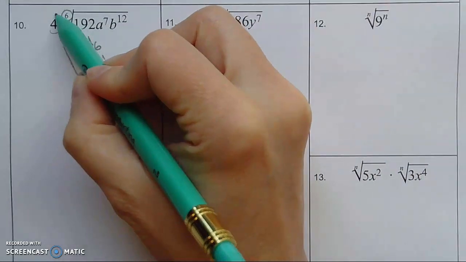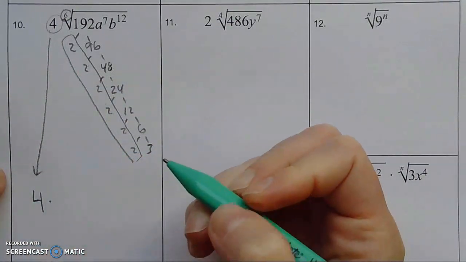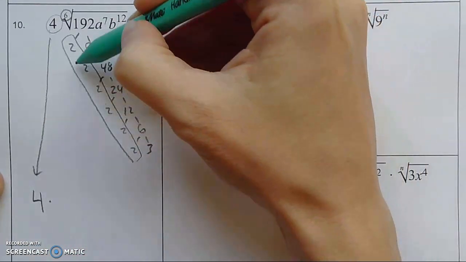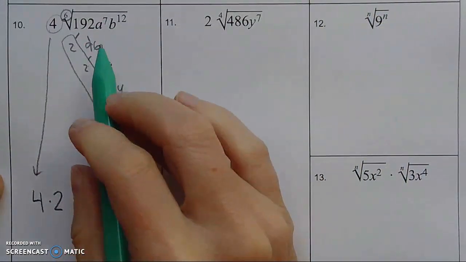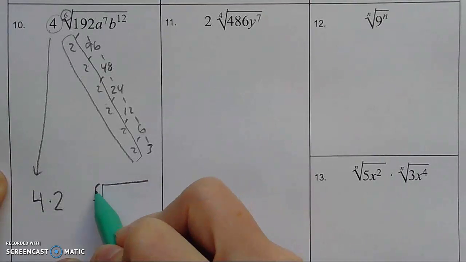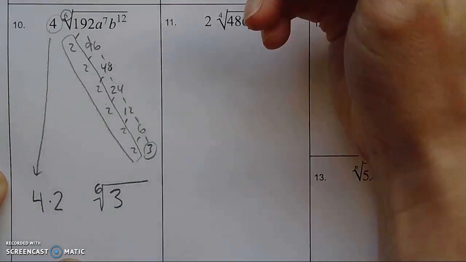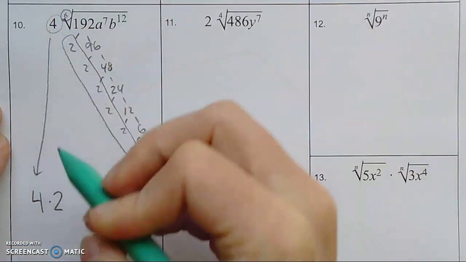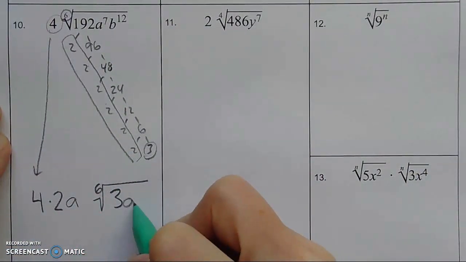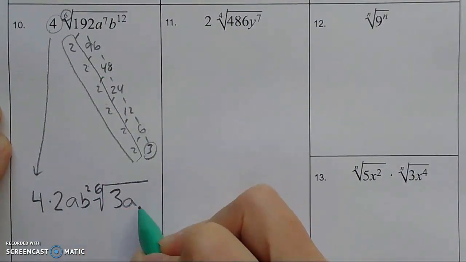But don't forget I have this 4 on the outside, so I'm just going to bring this 4 straight down. And now I pulled out a group of 2's. I'm going to skip space for a and b, so skip, skip. I'm going to put my 6th root, and I'm going to say I have a 3 left on the inside. Okay, 6 goes into 7 1 whole time with 1 remainder. 6 goes into 12 2 whole times with no remainder.